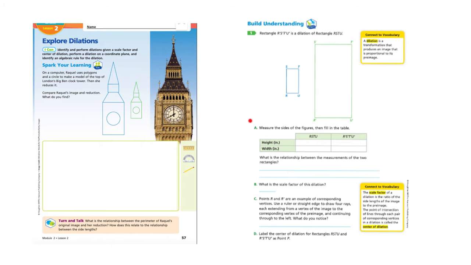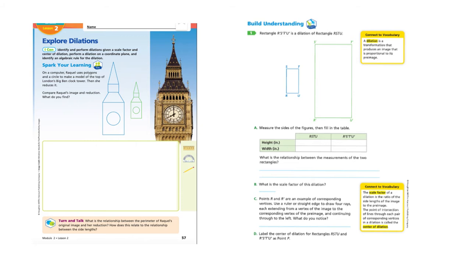So let's look at A, measure the sides of the figures. So they want you to measure the sides of both and fill in the table. What is the relationship between the measurements of the two rectangles? So you'll answer that question here. Then they want to know what is the scale factor of this dilation. So let's look over here to the vocabulary. The scale factor of a dilation is the ratio of the side lengths of the image to the pre-image. So that's important.